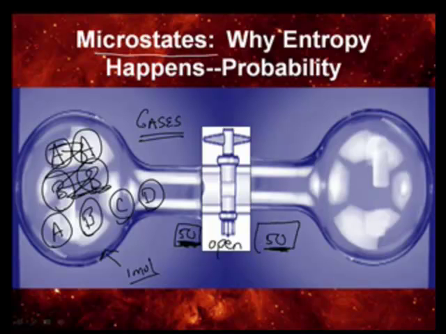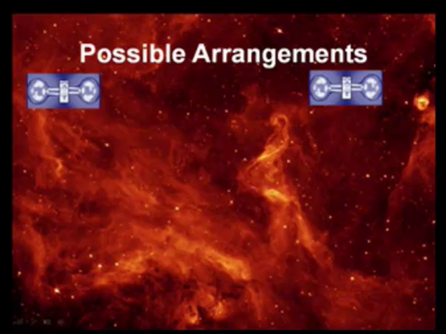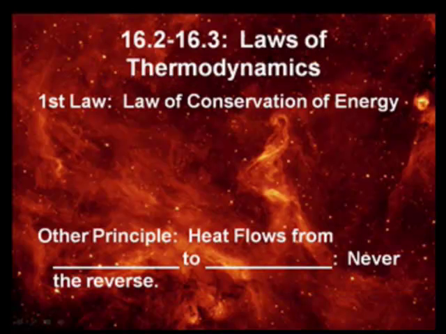And so that's how we can understand why things spread out. This is why things go from order to disorder, because it is statistically the most probable arrangement. So that is basically the concept, and I think we're good on that. Possible arrangements, we did that on the other page.